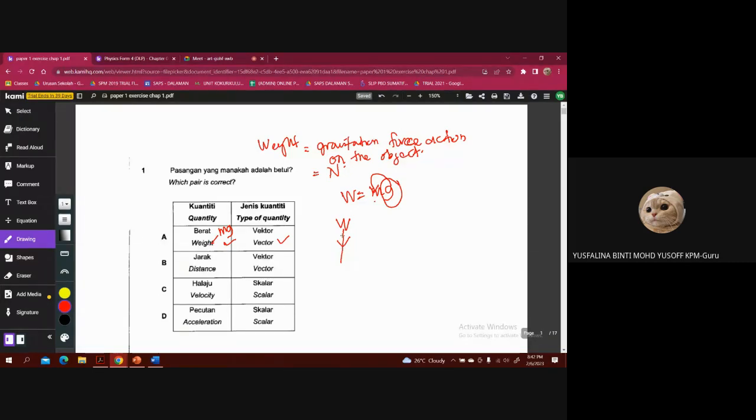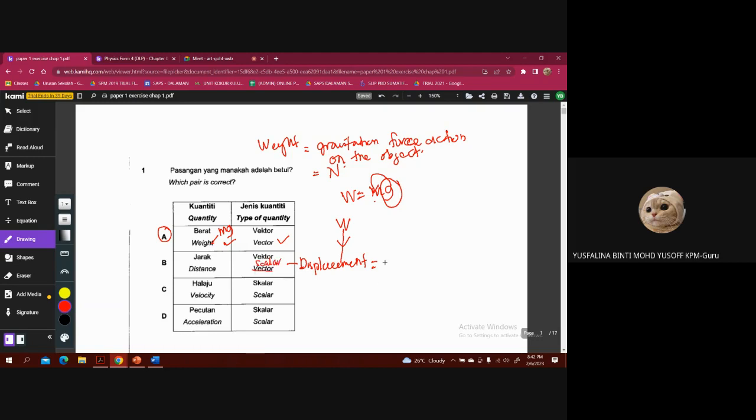Okay, so it will go down. So it means it's a vector because it has a direction. Okay, so number one, the answer is A. As for the others, distance is not a vector because it only has a magnitude, but displacement is a vector. So you need to know, okay, they are a pair, right?